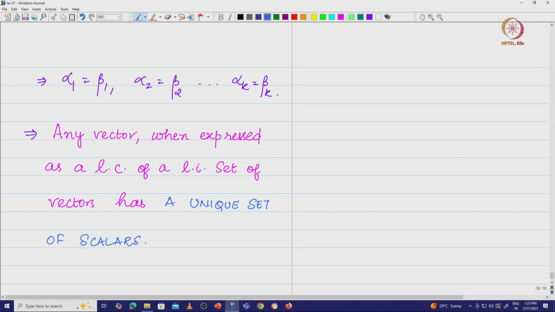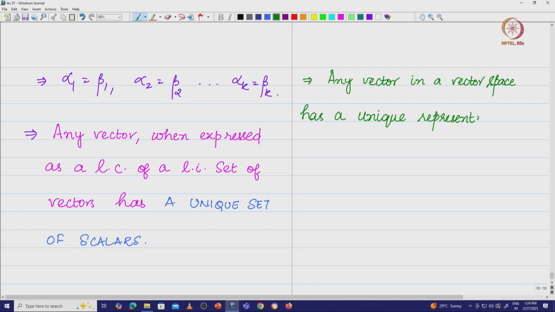So, what we are going to do is extrapolate this. We say this implies any vector in a vector space or a subspace has a unique representation in terms of the basis.